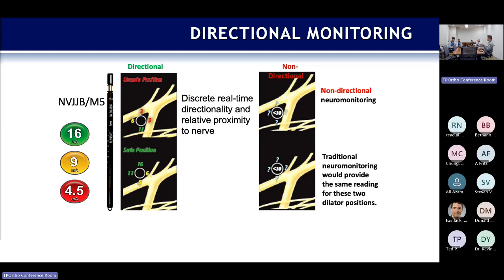Okay, so that's where directional EMG we think is better, because it allows you to pulse that electrical signal into the direction that you're trying to understand. And so that's going to be important when it comes to figuring out where you are in space.